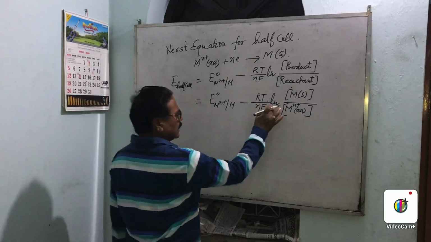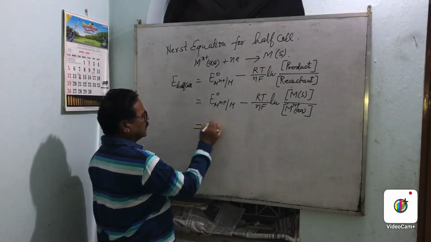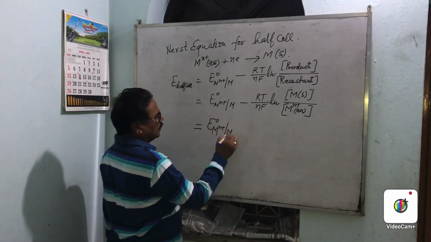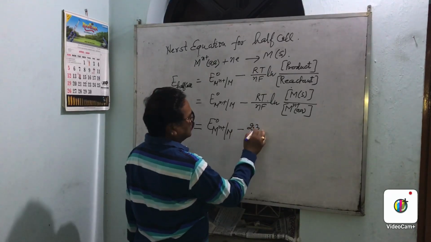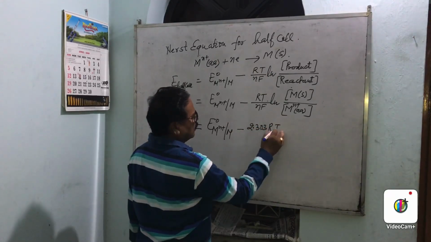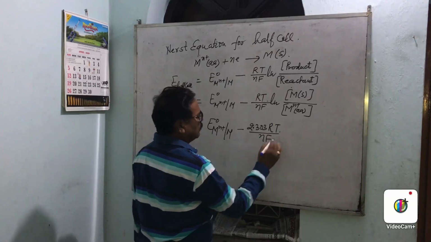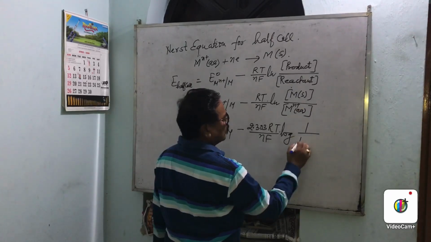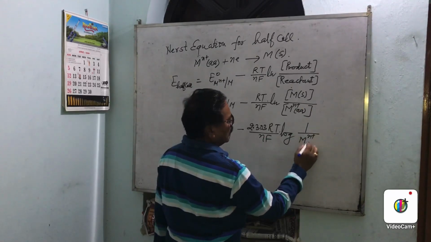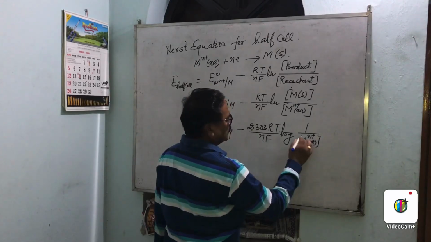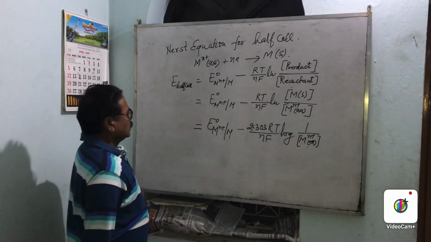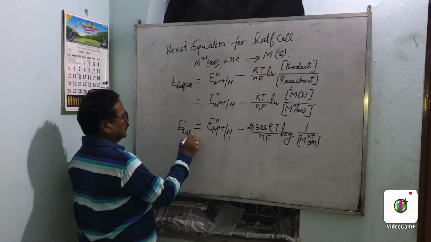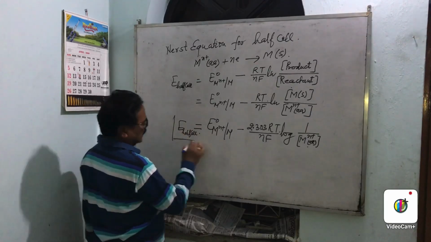Now, it is in the exponential form. If it is converted to base 10, then E M n plus by M equals E naught minus 2.303 RT by nF log of 1 over M n plus aqueous. This is the aqueous, right? So this is the E cell, that is the half cell. This is the general expression.